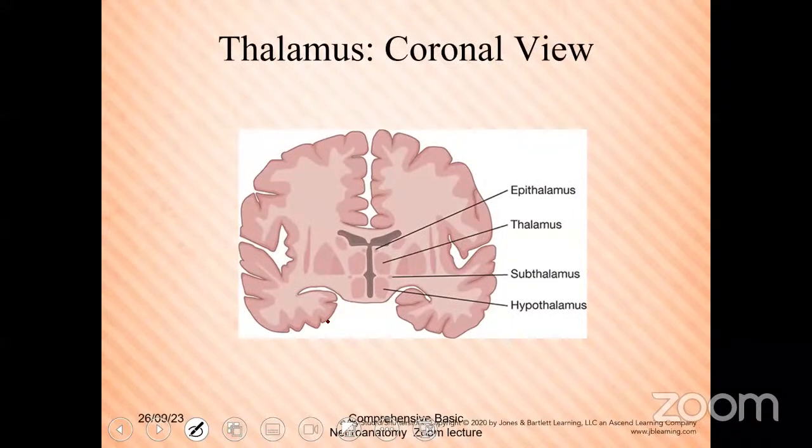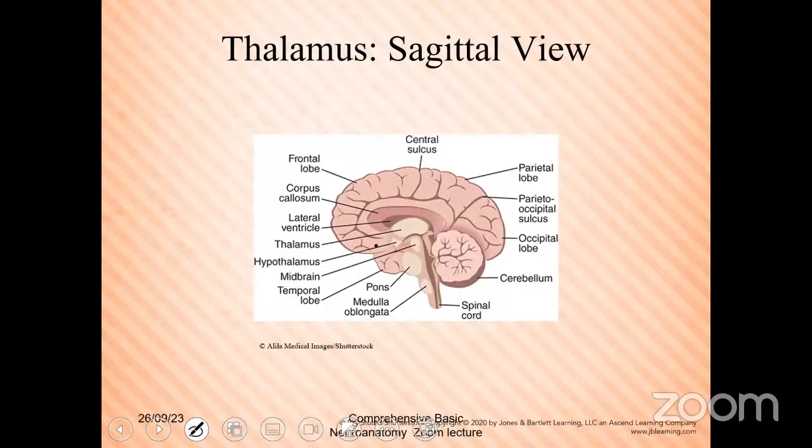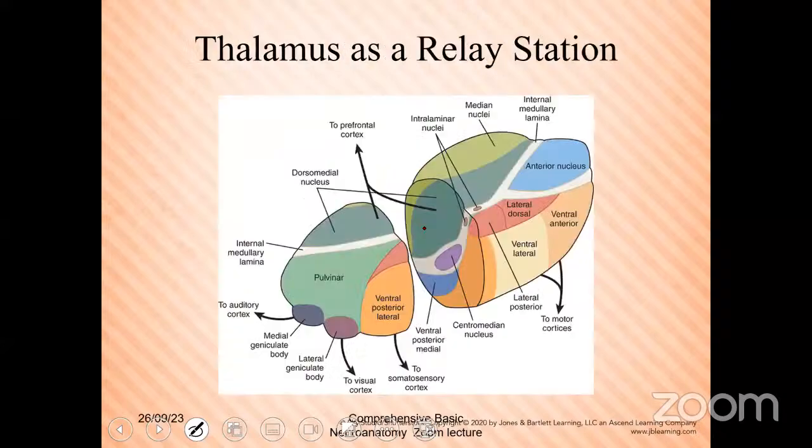You can see the thalamus in this coronal section. This is the hypothalamus and subthalamus. And this is the thalamus area, and this is the epithalamus. So these are the parts of the coronal view. If you look at the sagittal view, this is the thalamus, above the lateral ventricle, with the corpus callosum, the frontal lobe, the central sulcus. And you see the spinal cord that is attached to the medulla oblongata, and from there, the pons and the midbrain. So this is a sagittal picture of that.